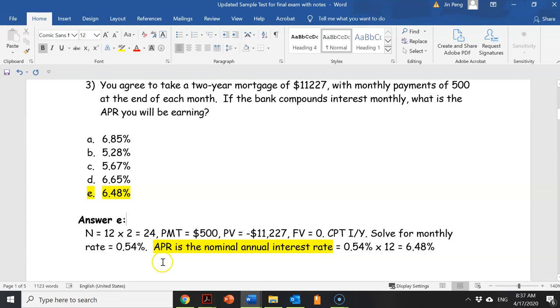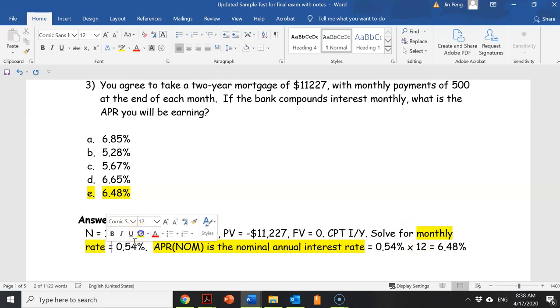APR, again, is the annual percentage rate. It's the nominal annual interest rate. We can also use NOM to stand for it, which means the nominal rate. Nominal annual rate, annual percentage rate, APR, NOM, they're all talking about the same thing. And in the financial calculator, we're always solving for the periodic rate. Here, we're solving for the monthly rate, so you have to multiply by 12 to get the annual rate.